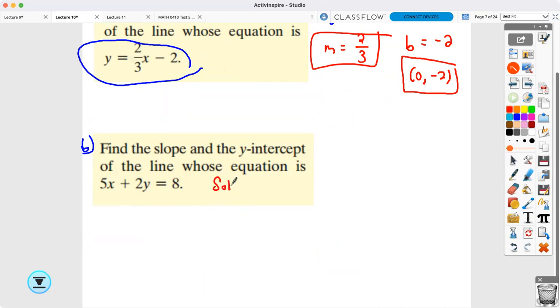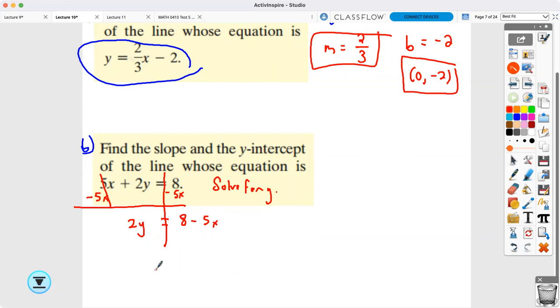So we have to get y by itself. So draw the line down the equal sign. So how do I get y by itself? Can someone tell me how do I move 5x to the other side? Subtract 5x. What we do to one side, we do to the other. So it cancels out. So then we get 2y equals. Now, what do I write after this equal sign? Help me out. 8 minus 5x.